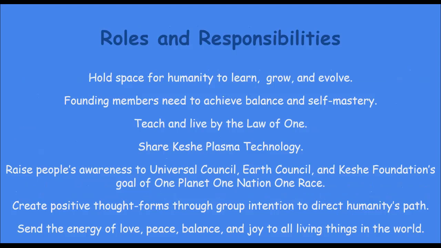Roles and responsibilities: hold space for humanity to learn, grow, and evolve. Founding members need to achieve balance and self-mastery. Teach and live by the law of one. Share Keshe Plasma Technology. Raise people's awareness to Universal Council, Earth Council, and Keshe Foundation's goal of one planet, one nation, one race. Create positive thought forms through group intention to direct humanity's path. Send the energy of love, peace, balance and joy to all living things in the world.